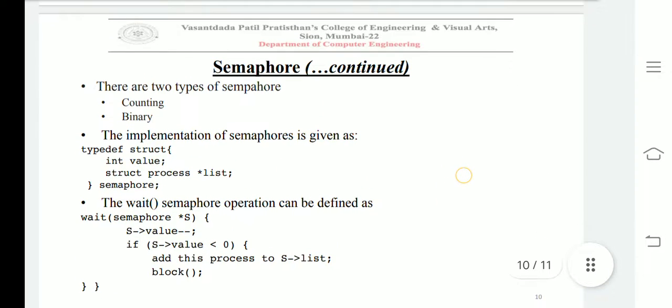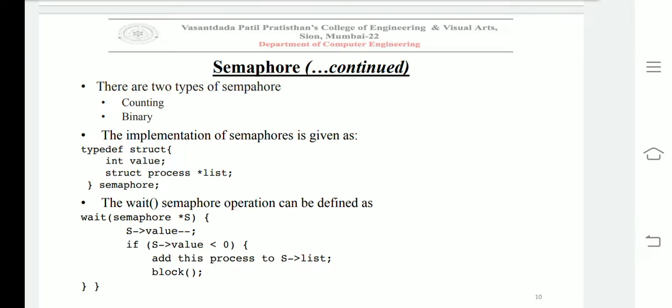There are two types of semaphores, counting semaphore and binary semaphore. A binary semaphore ranges between 0 and 1. It works the same as the mutex lock. Mutex is nothing but mutual exclusion. A counting semaphore controls the access to resource instances. Its range depends on the number of available resources.